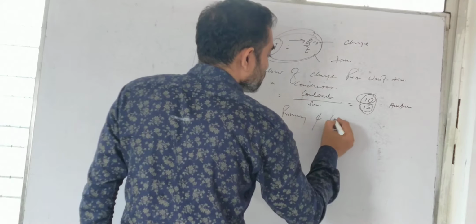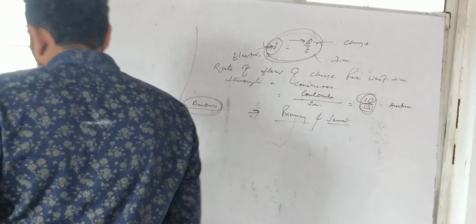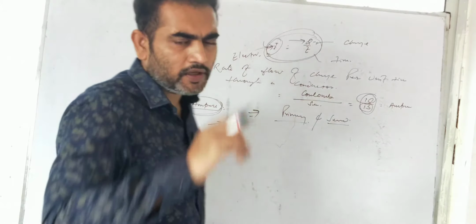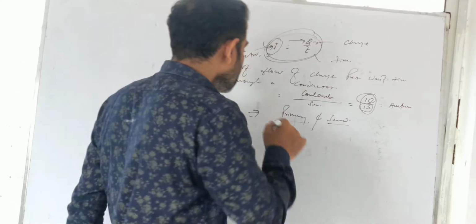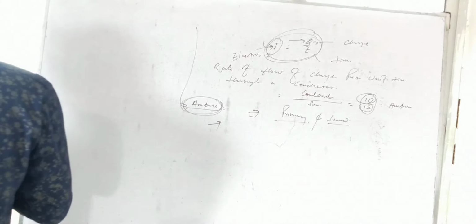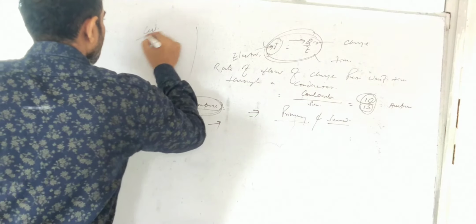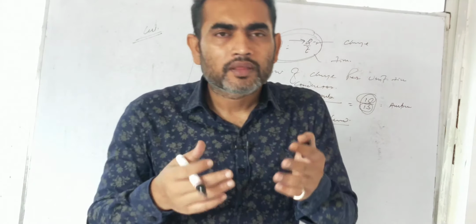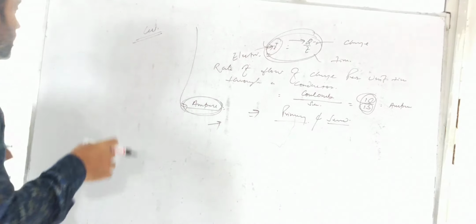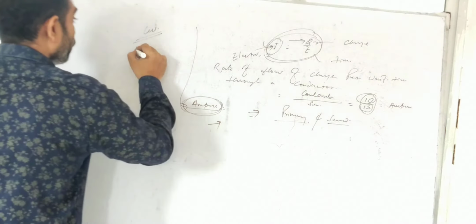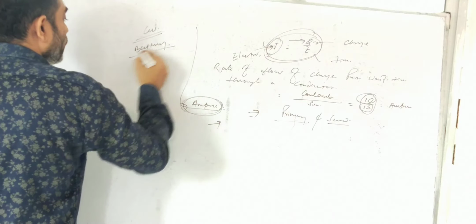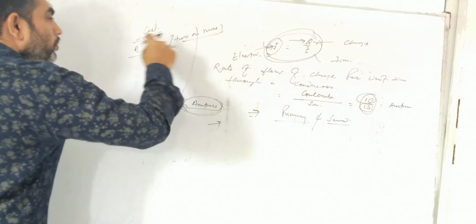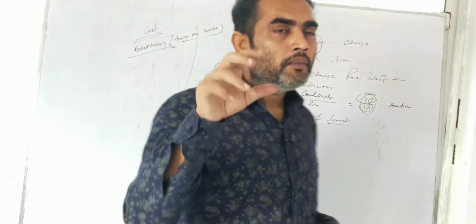Okay, now next one is the primary cell, and next one is the secondary cell. A cell is a storing device that converts chemical energy into electrical energy. That is called a cell. And now we have another word, that is the battery. When two or more cells are connected together, that is said to be the battery.